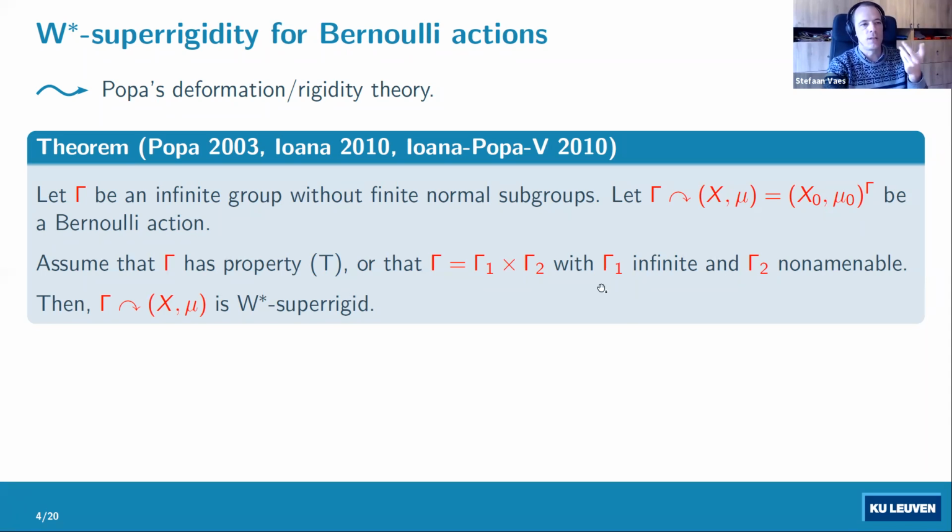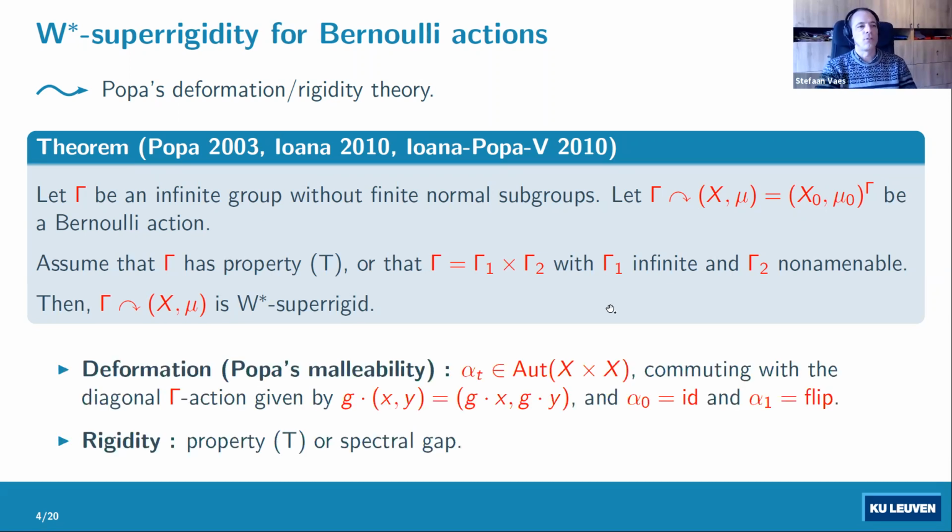Because it already gives me an occasion to quote what is really the most fundamental part of the whole deformation rigidity theory. It's extremely visible in this example, where both the deformation and the rigidity are very, very visible. And the deformation is Sorin Popa's notion of malleability. So what is malleability in this context? The action, not the group, but the action, is extremely deformable in the most extreme way.